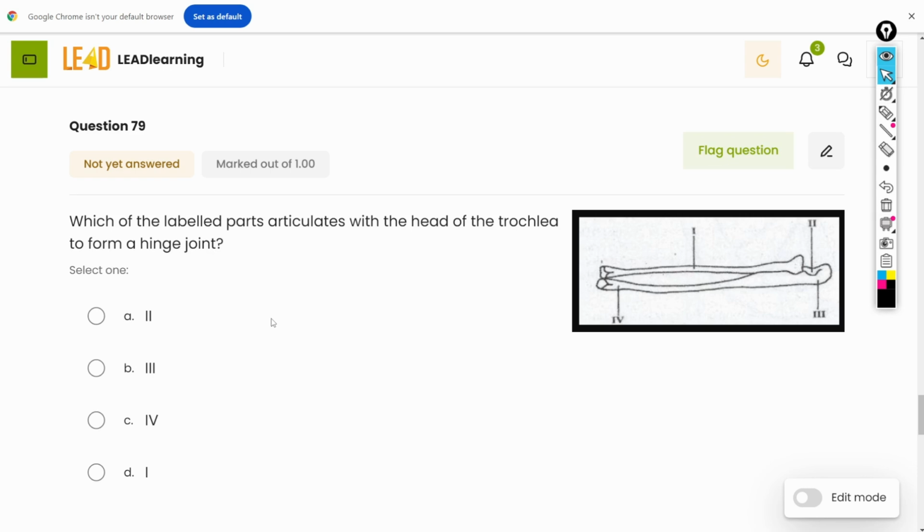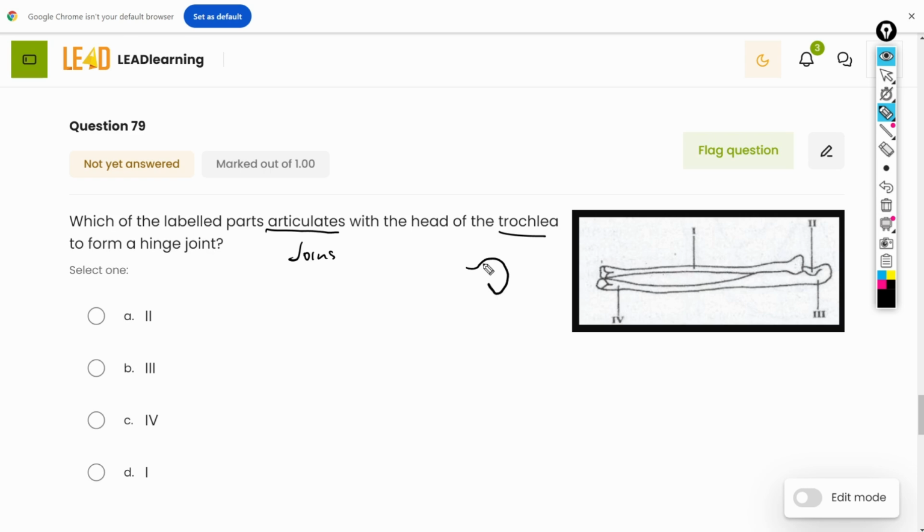Question 79. Which of the following parts articulates, that is, joins with the head of the trochlea to form a hinge joint? To form a hinge joint. The head of the trochlea is the head of the humerus.